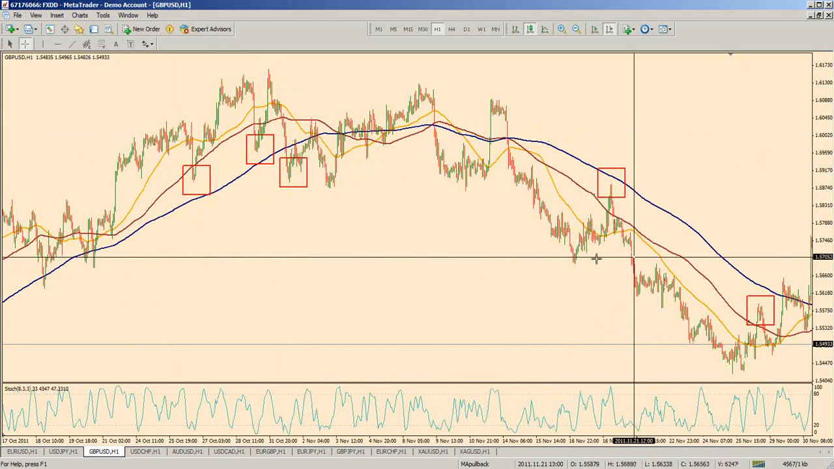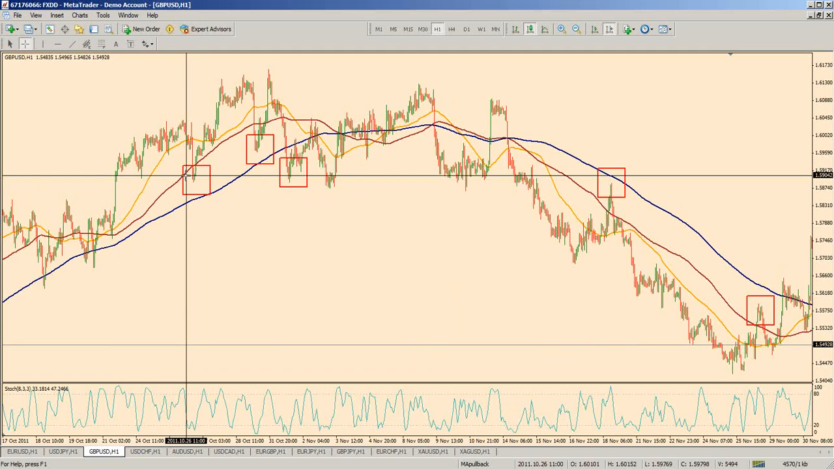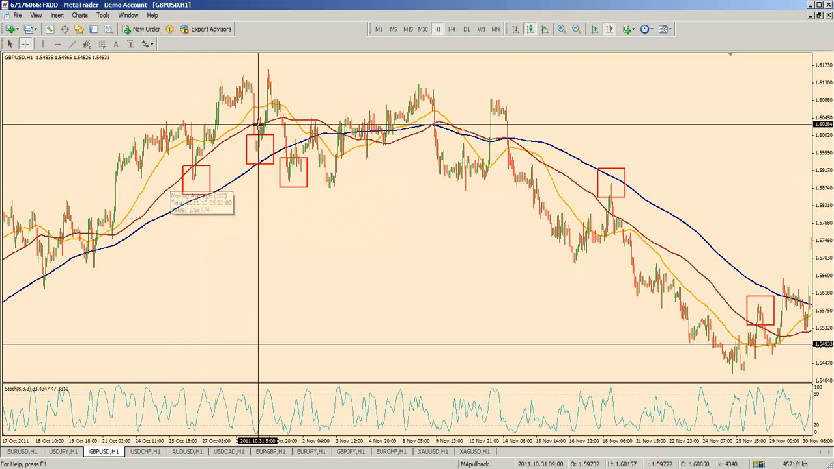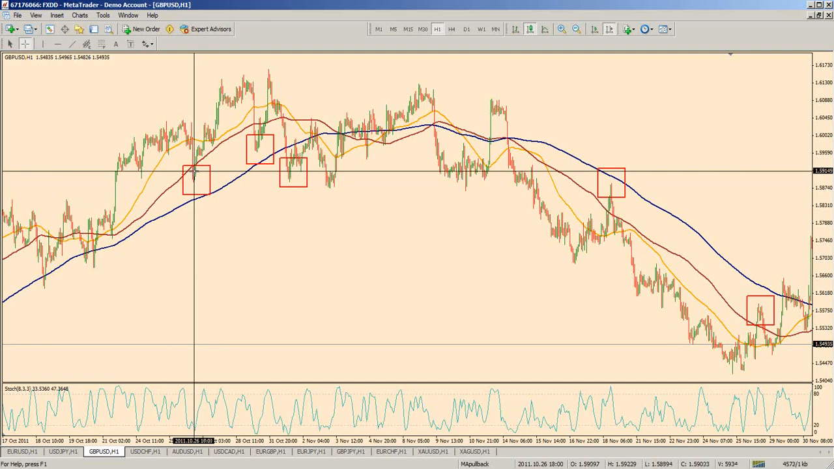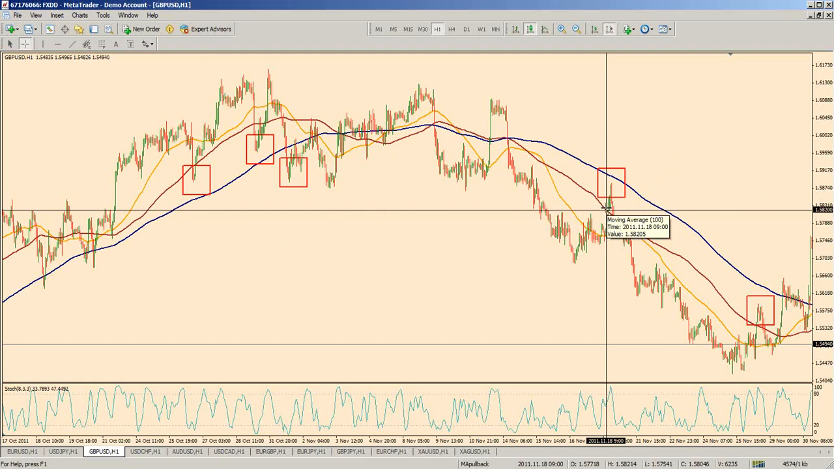Second, I'm looking for a deep pullback only. That's the name of this strategy, and that's exactly what I'm looking for. So a deep pullback needs to go to the 100 period simple moving average, the middle moving average, or more. In an uptrend, what does that mean? That means you're looking for the price to go at least to the 100 period simple moving average, this middle one, or lower. In a downtrend, I'm looking for price to go at least to the 100 period simple moving average or higher. So that's simply what that means.